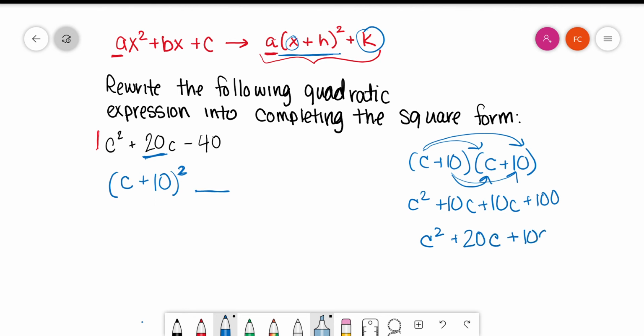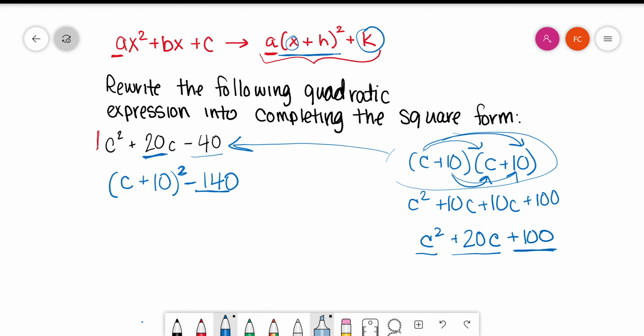All right, and again, we want that when we expand this, we should be getting this equation, c squared plus 20c minus 40. We've got c squared, we've got plus 20c. The problem is we have positive 100, and we really want to be at negative 40. So you have to ask yourself, what do we have to combine with this positive 100 to get it all the way down to negative 40? And when I think about it, I'm going to have to do 100 take away 140. So my mystery number here is minus 140.